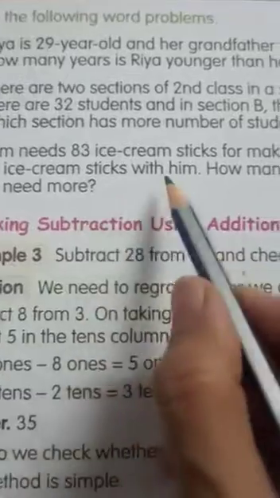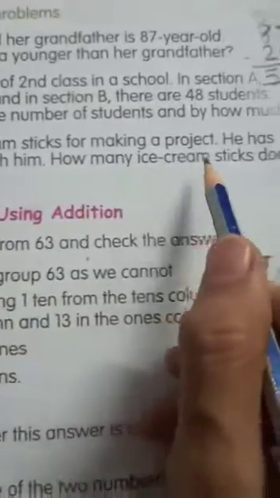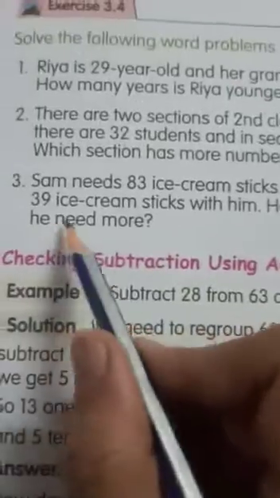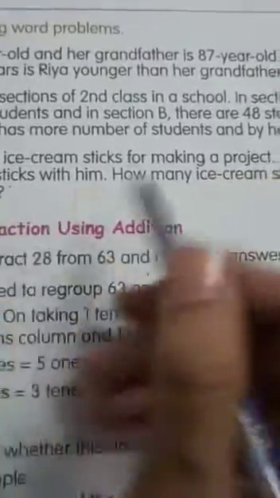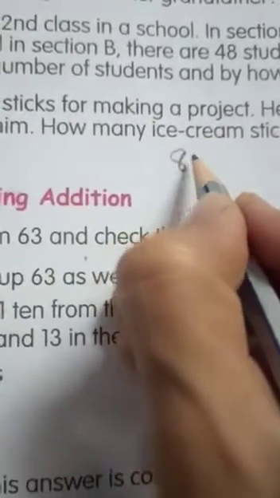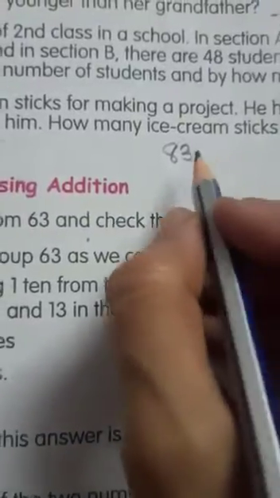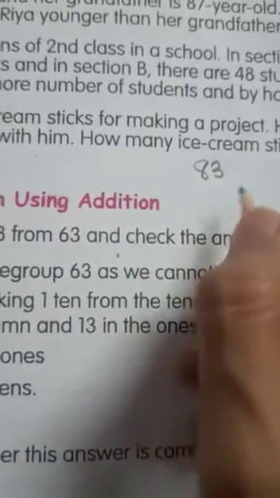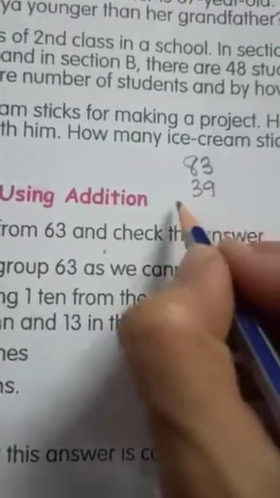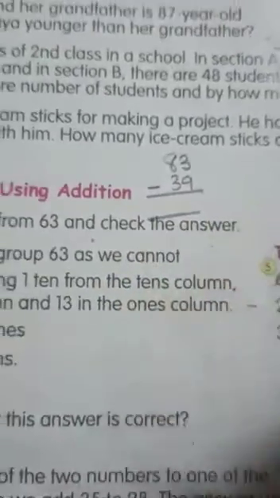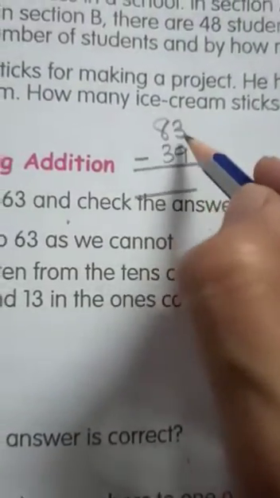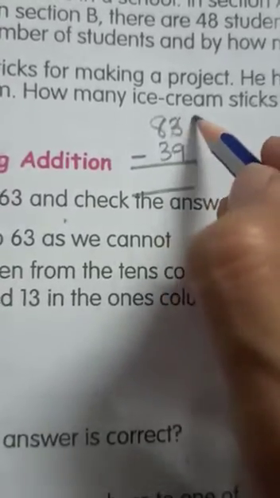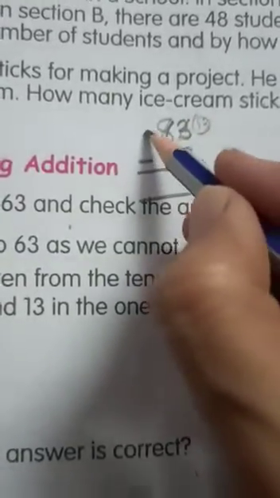Okay. Third question. Sam needs 83 ice cream sticks for making a project. He has 39 ice cream sticks with him. How many ice cream sticks does he need more? Children, Sam needs 83 ice cream sticks for making a project, but he is having only 39 with him. So how many does he need more to complete his project? So let's find. 9 cannot be subtracted from 3. So borrow 10 from the tens place. So this 3 will become 13 and this 8 will become 7.